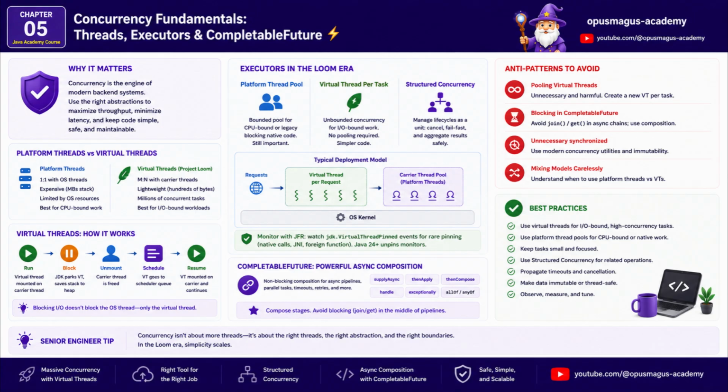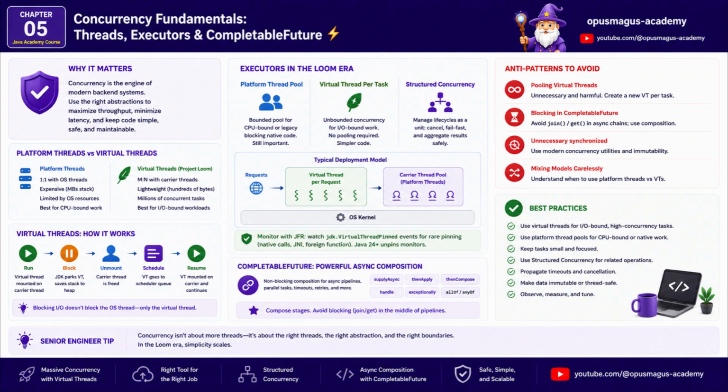That traditional executor model still matters. Platform thread pools remain useful for CPU-bound work, native blocking work, legacy libraries, and cases where the amount of parallel work must be tightly controlled. If a workload is doing encryption, compression, image processing, large calculations, or other CPU-heavy tasks, adding more threads than available cores usually does not help. It often makes performance worse. For CPU-bound work, the goal is not massive concurrency. The goal is efficient parallelism.